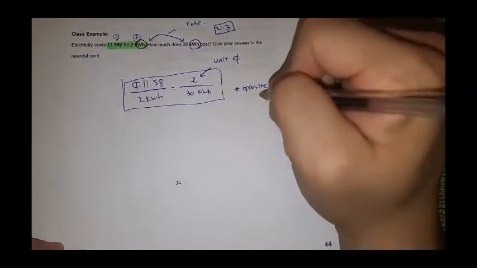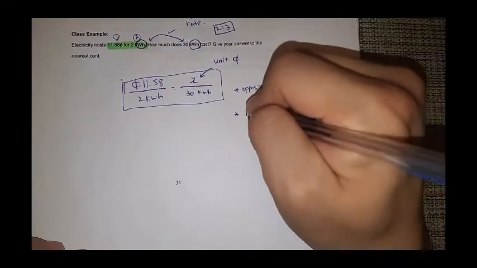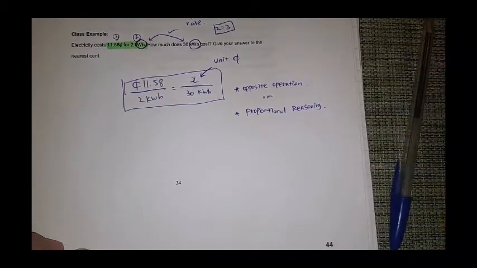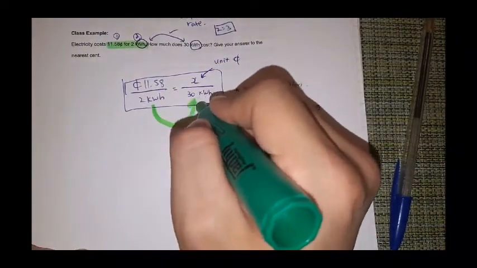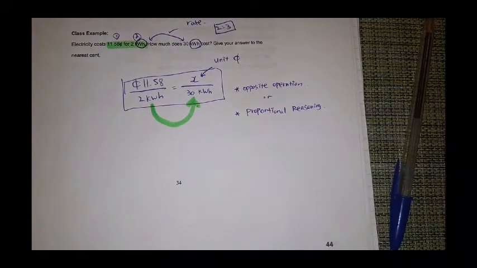Now your next step is, we did it yesterday and the day before, opposite operation. Or if you want an easier way, and if that works, you can also do what we are doing, proportional reasoning. Because our title is proportional reasoning, why don't we go there? Look at the bottom numbers' relationship. 2 turning into 30. What kind of multiplication or division relationship do we have?